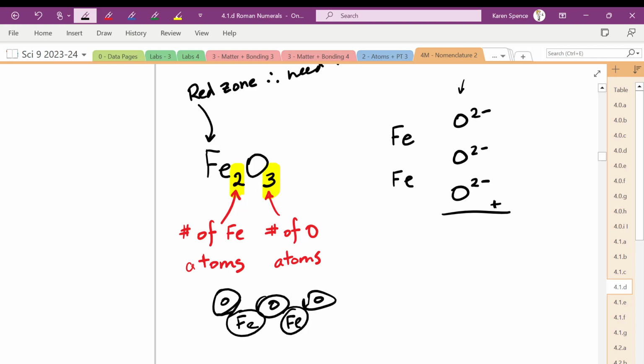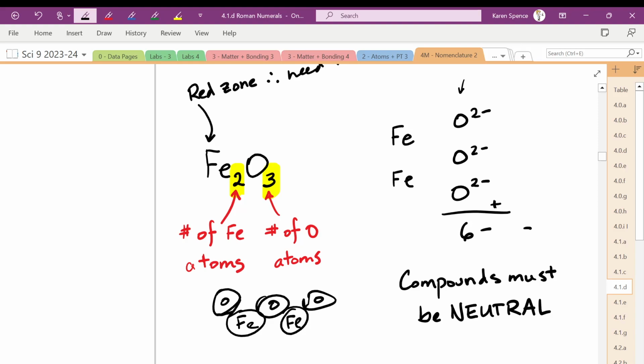If I add 2 negative and 2 negative and 2 negative, what do we get? We get 6. 6 negative. But we know compounds must be neutral.